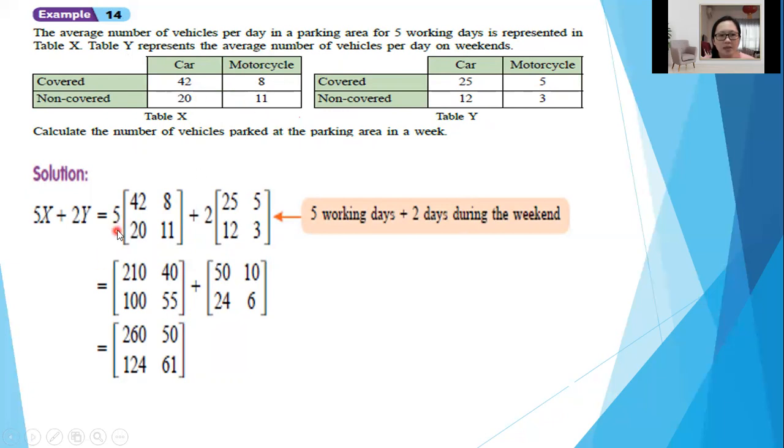We have 5 working days, put the 5. We have 2 weekend days, so put the 2 here. Okay, so multiply 5 into everyone in the bracket. Multiply 2 into everyone in the bracket. And finally, put them together to get the final answer.